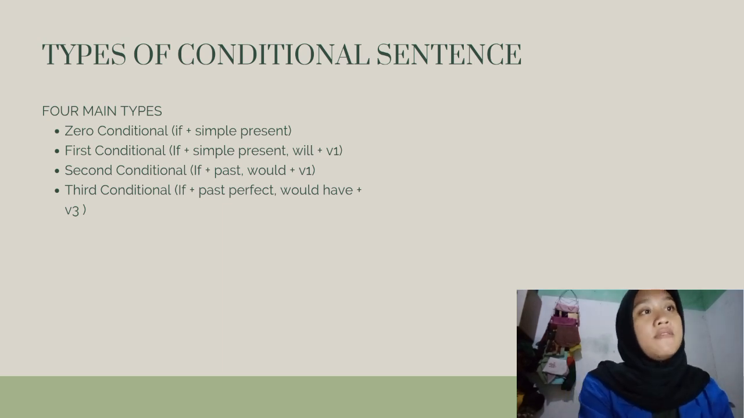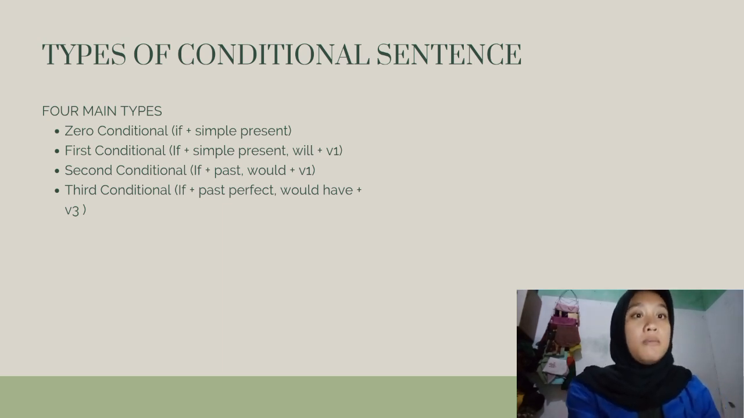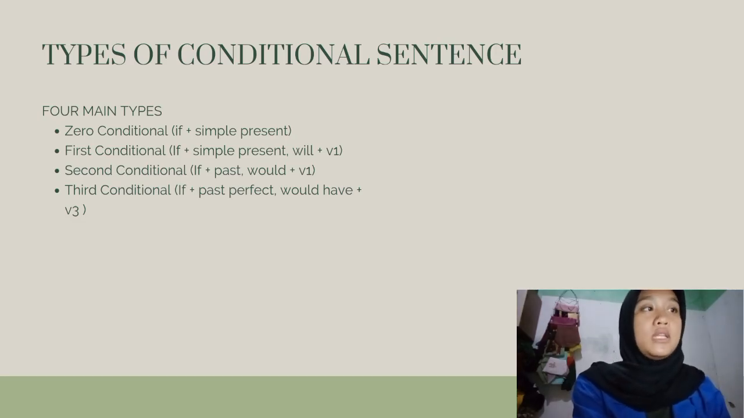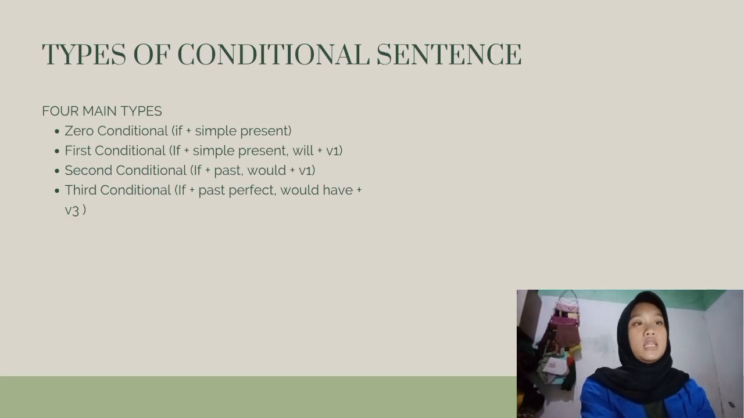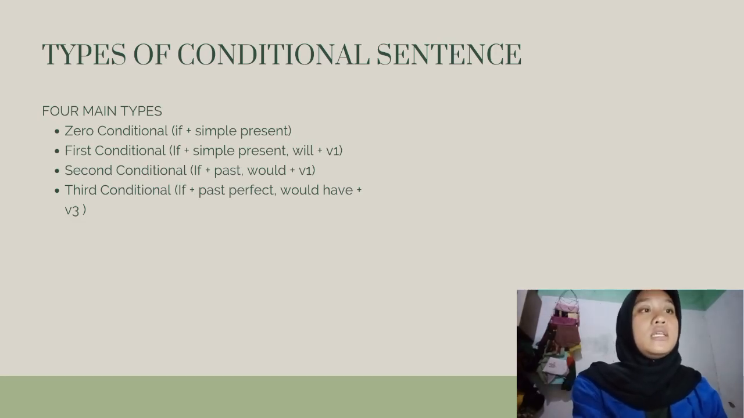Now, let me explain the four main types of conditional sentences. Number 1 is zero conditional, which has if plus simple present tense in both clauses. Number 2 is first conditional, which uses if plus simple present and will plus verb 1 in the result clause. Number 3 is second conditional, which has if plus simple past and would plus verb 1. And number 4 is third conditional, which has if plus past perfect and would have plus verb 3. Each type has a different function, which I explain in the next slides.